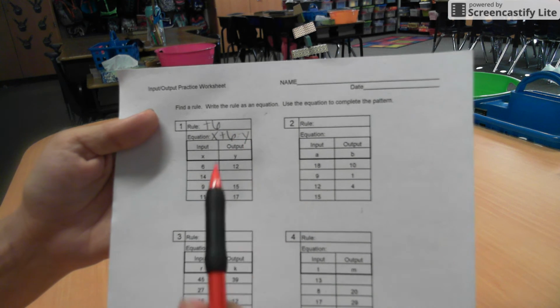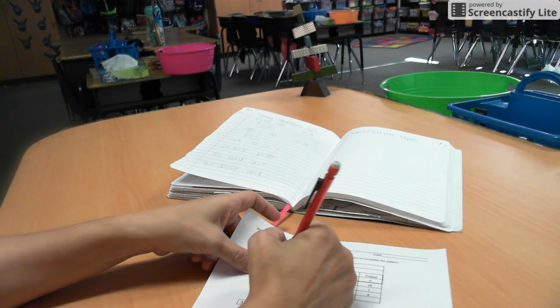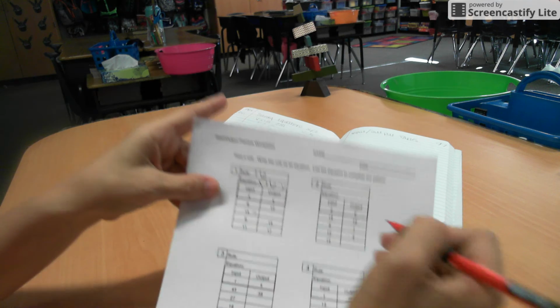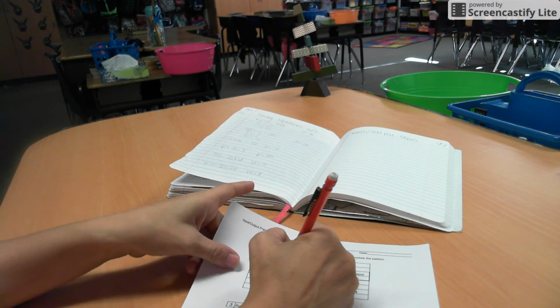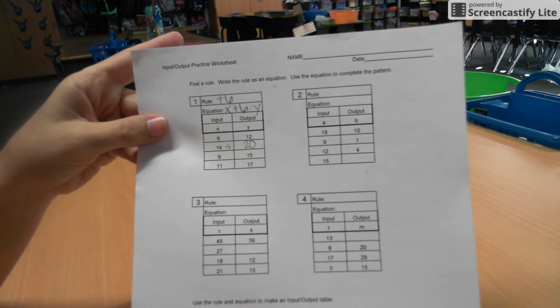So now let's look at this one right here. If I have 14 and I add 6, what am I going to get? 20. All right, make sure you have that, and then we're going to do another one together.